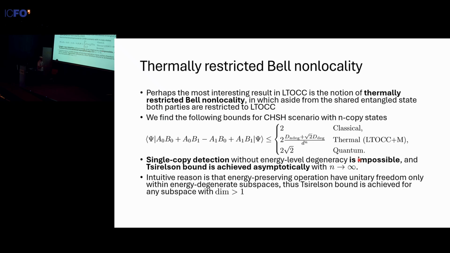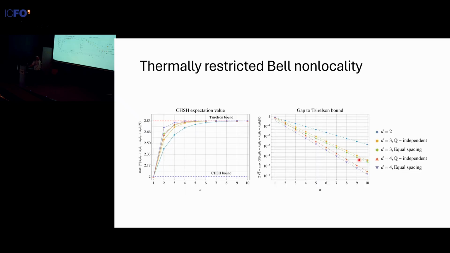Intuition is kind of simple. Thermal operations are quite a peculiar model within which fully unitary evolution is allowed whenever we have a degenerate subspace. Therefore, by appropriately controlling separate energy-degenerate subspaces, within each of them we can achieve the full Tyrrell-Son bound, while the non-degenerate subspaces that are left over, well, they remain classical.